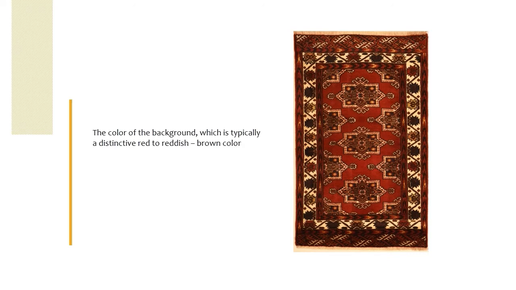Turkmen rugs are very easy to distinguish because most of them will almost always feature three distinguishing characteristics. The first distinguishing feature is the color of the background, which is typically a distinctive red to reddish-brown color. The second is the rug pattern or layout, which is predominantly geometric.